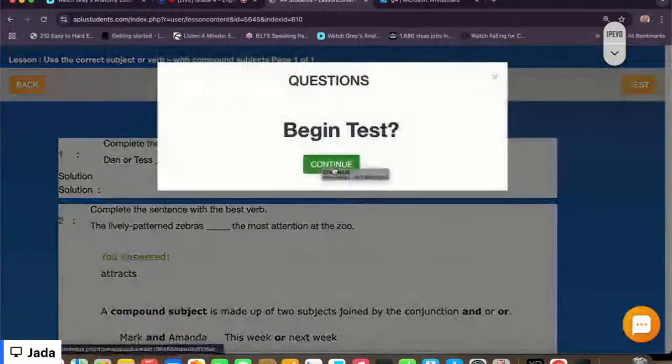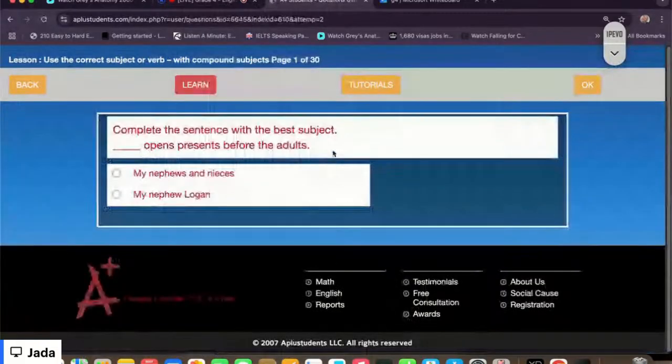so let's see the test. Complete the sentence with the best subject. Dash opens presents before the adults. So look at the verb here. It ends with s, opens. So you have to select the right answer that will complete the sentence. Okay.